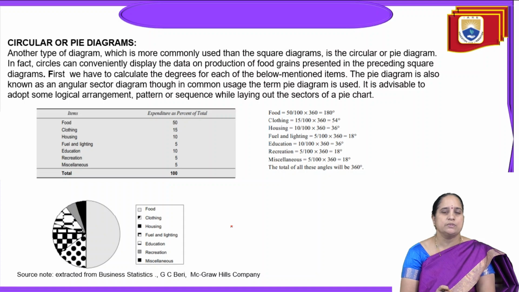The pie diagram is also known as an angular sector diagram, though in common usage the term pie diagram is used. So it is advisable to adopt some logical arrangement or pattern or sequence while laying out the sectors of a pie diagram or pie chart. So whatever data is given, we have to find out the angles and that should be projected in the circle, which represents a pie diagram.